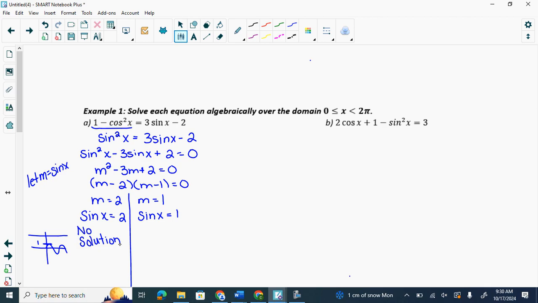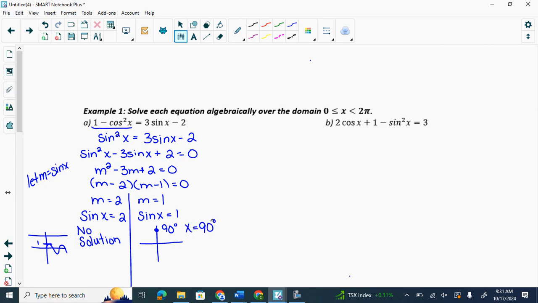Okay, where does sine x equal 1? I need a circle. 90. Where y equals 1. This is the only place. Some people will give me 270 as an answer. But 270 is where y equals what? Negative 1, so it's no good. So x equals 90.